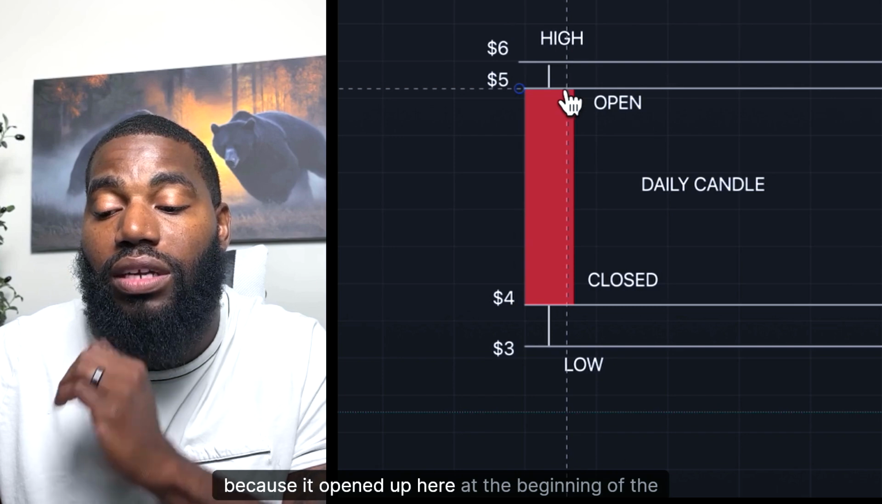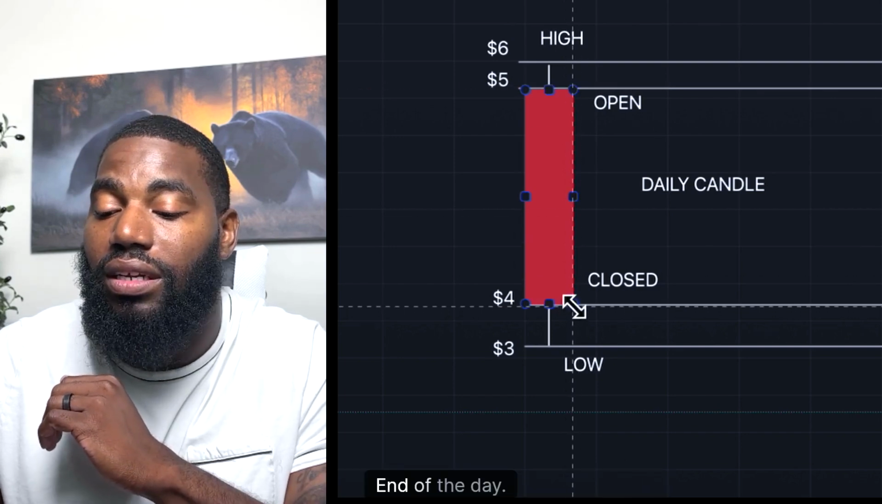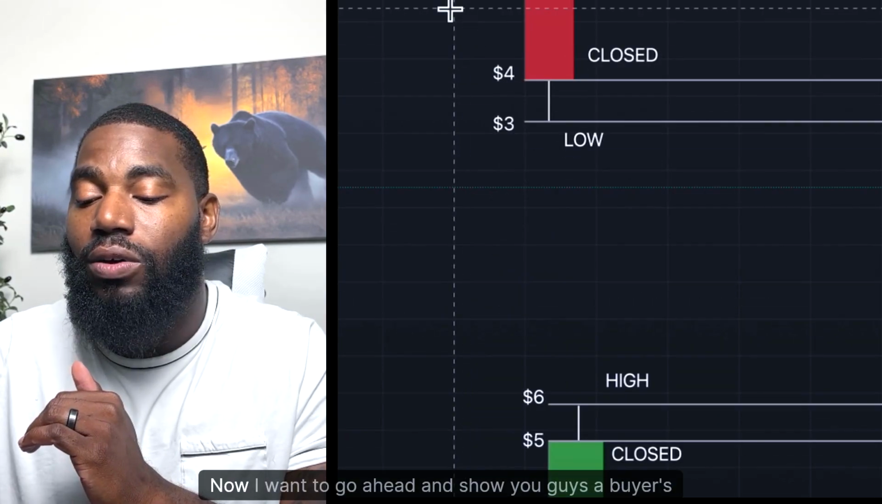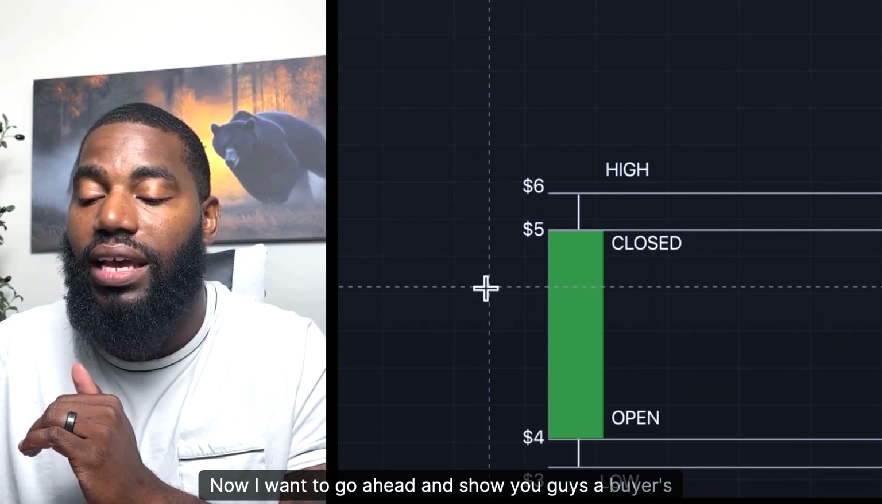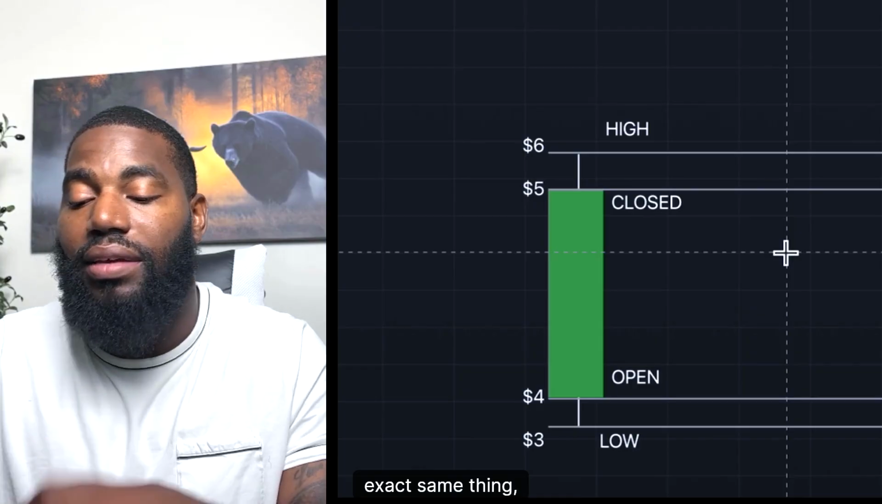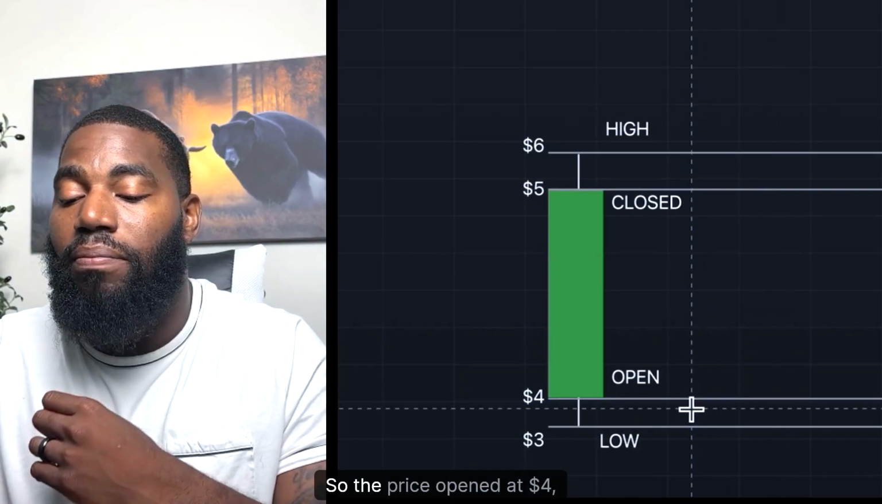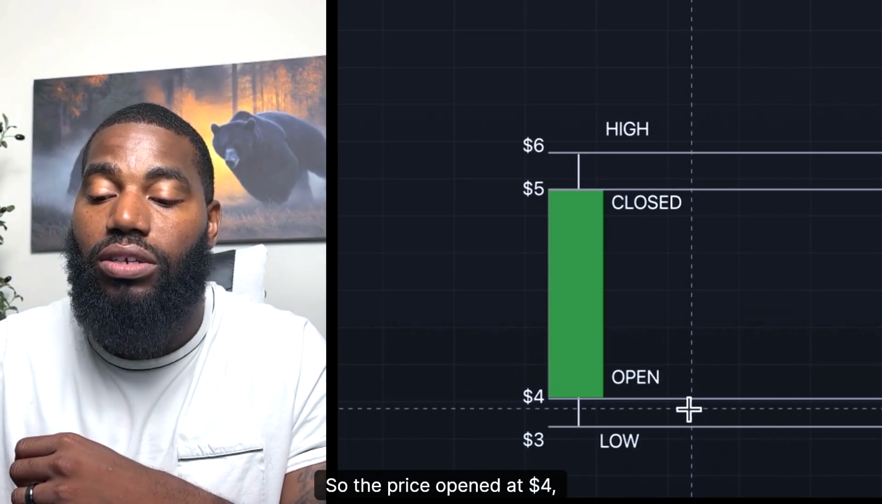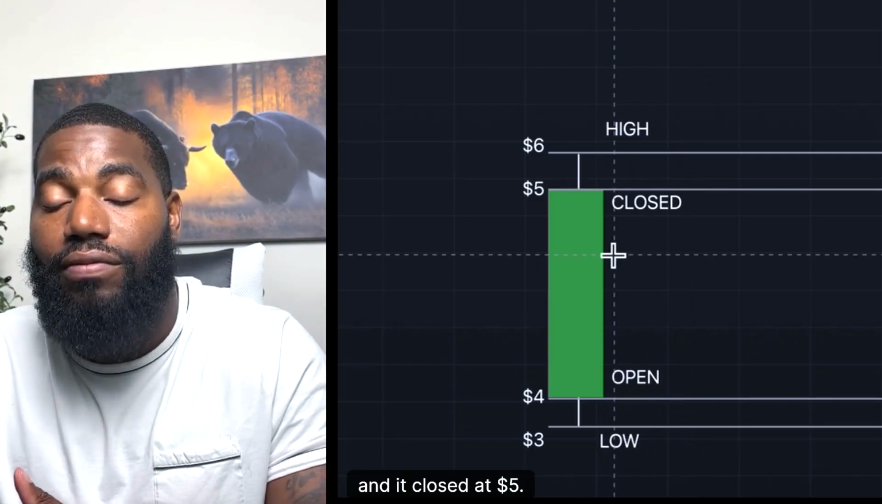Because it opened up here at the beginning of the day, and at the end of the day, it was here. Now, I want to go ahead and show you guys a buyer's candle. The buyer's candle is the exact same thing, but it's flipped around. So the price opened at $4 and it closed at $5.